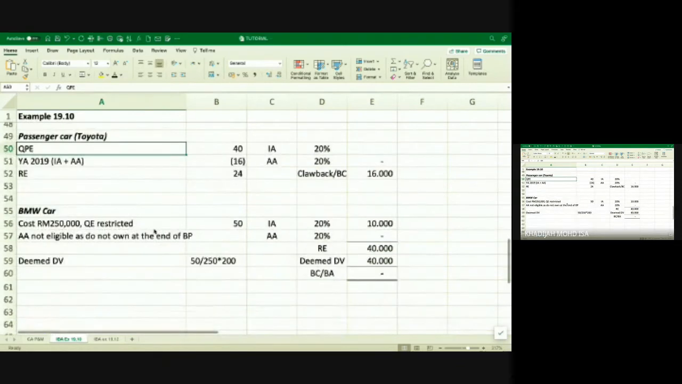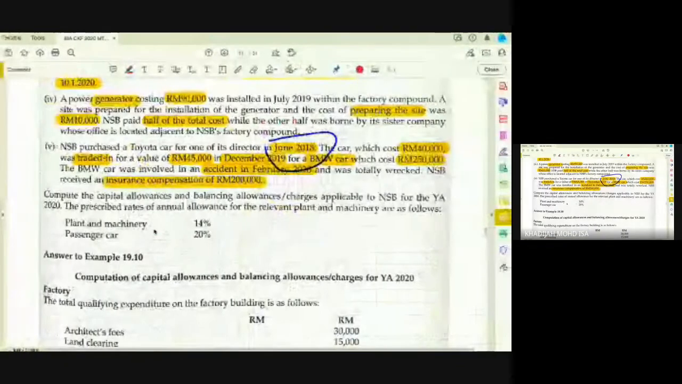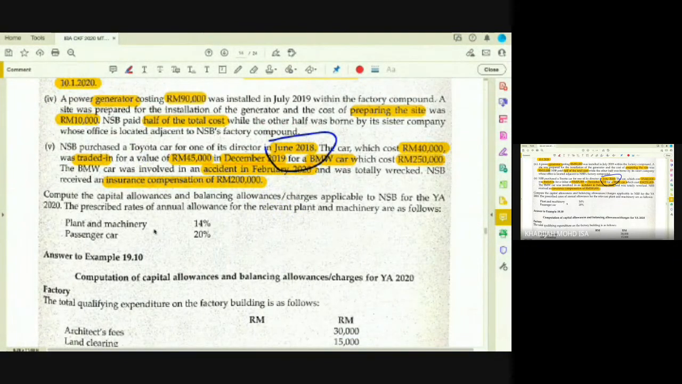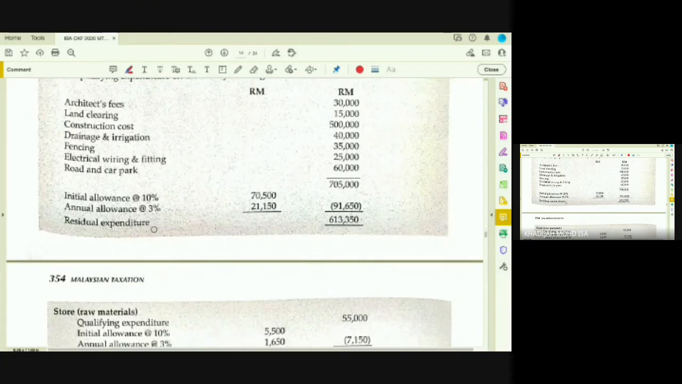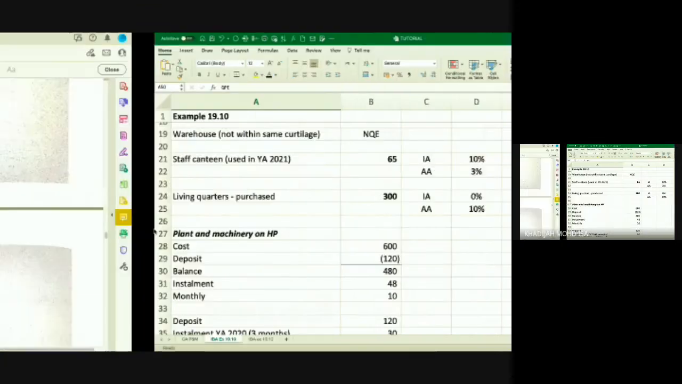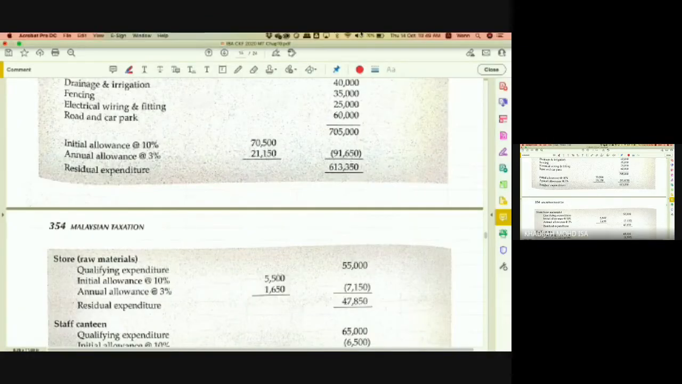Okay. So the question, even though the topic is on industrial building allowance, that's why we did a revision on plant and machinery, because normally the question will have all this plant and machinery together as well. So you can imagine your midterm exam is something like this. Alright, is there any more question? If not, we go to the next question.